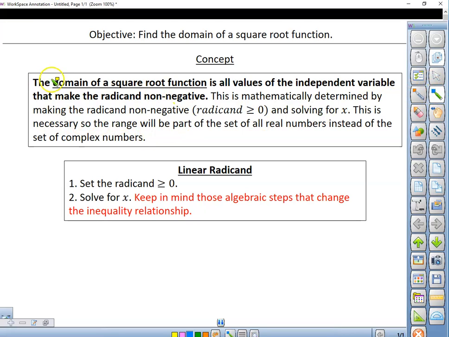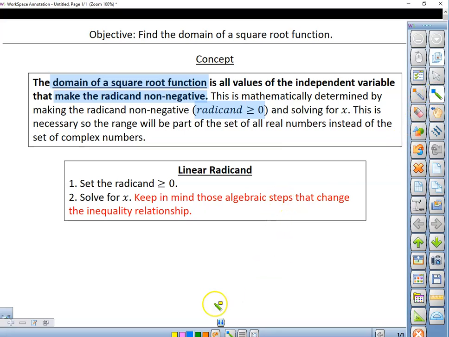So the domain of your square root function: you have to make the radicand non-negative. So remember that means greater than or equal to 0, because the square root of 0 is 0. You can have a radicand that is 0. And to make sure you get real number values for your range, your radicand has to be non-negative, so you don't get any i situations.